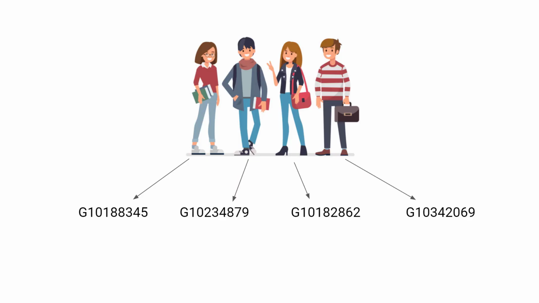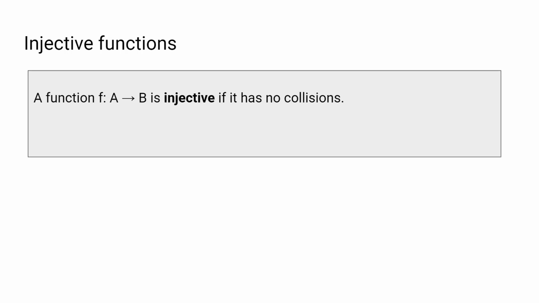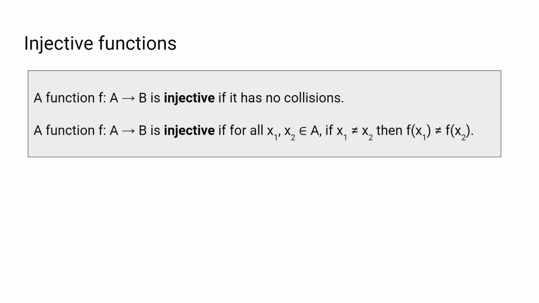So we're going to say that a function where two different inputs never map to the same output is injective. More formally, we say a function f from A to B is injective if, for all elements x1 and x2 in the domain, if x1 does not equal x2, then f of x1 also does not equal f of x2. This is the formal way of saying there are no collisions. A pair of distinct inputs must always map to a pair of distinct outputs. Let's look at some examples and non-examples.